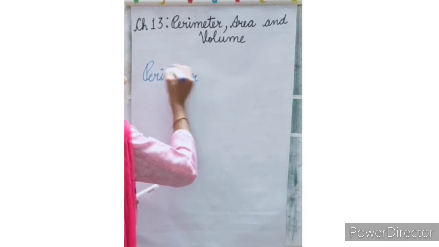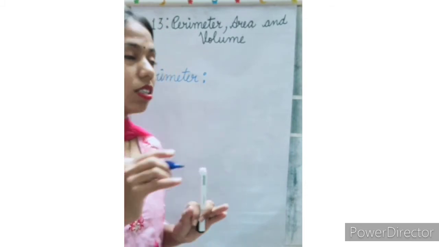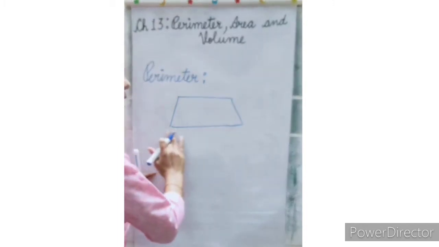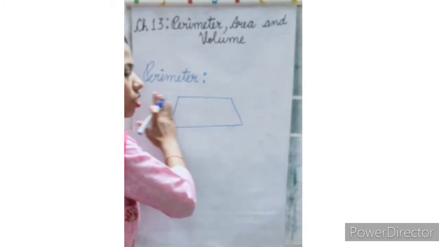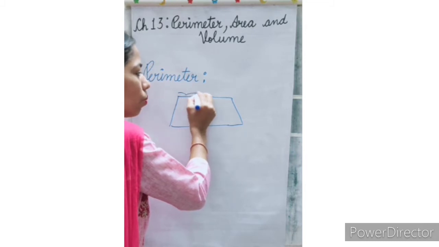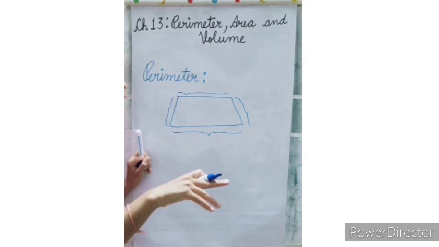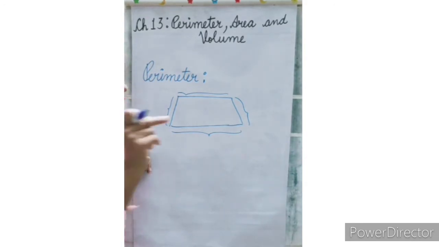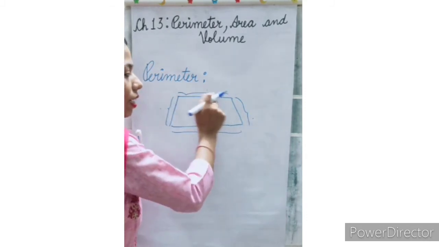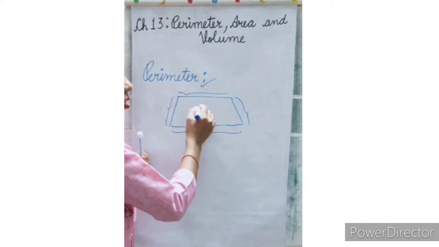Perimeter. So perimeter is the sum of the lengths of the sides of any closed plane figure. See, it is a closed figure and it is on a plane. So we will find out the length of the sides of the plane figure, and as perimeter is the sum of the lengths, we will add the length of all the sides. After adding the length of all sides of this closed plane figure, we will get the perimeter of this shape.